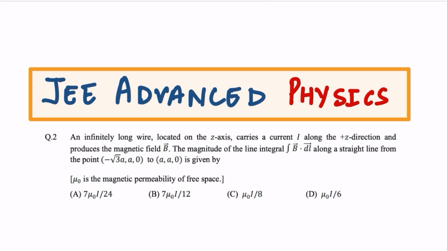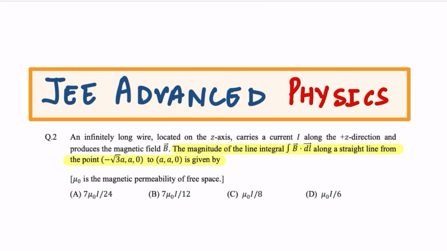So you have an infinitely long wire located on the Z axis carrying a current in the positive Z direction, which produces a magnetic field, and you need to calculate the magnitude of a line integral, the dot product of B and dL, along a path given as a straight line going from this point to this point in 3D.